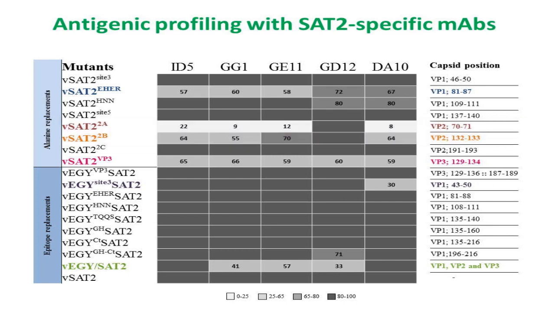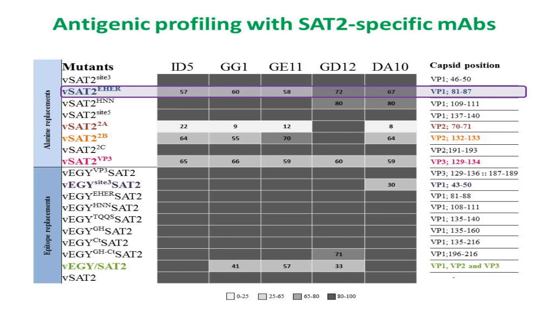And also in agreement with the same study, we found that there was a reduction in binding of the mutants where we replaced this region, VP1 81 to 87, with alanines. There was a reduction in binding towards all the monoclonals.